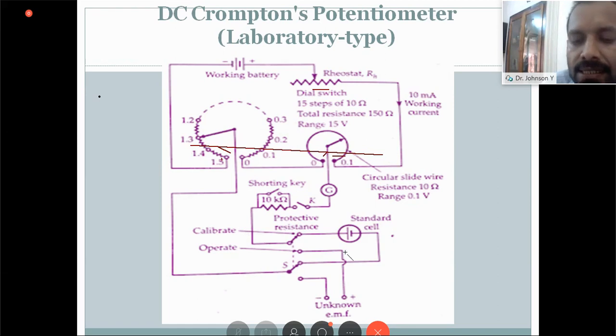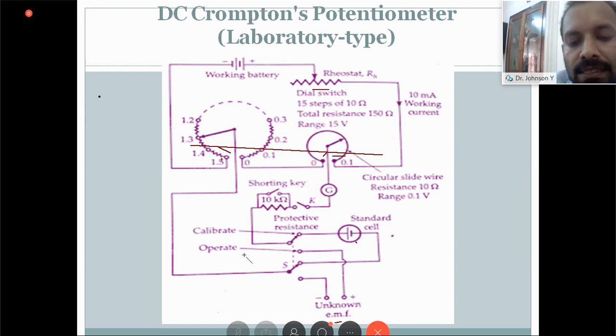Then, as in the earlier case, we have a standard cell connected here. That standard cell and an unknown EMF are both available here. There is a switch which has two positions. One position is towards the standard cell and the other position can be changed to the unknown EMF. When it is connected to the standard cell, it is called the calibration process, and when the switch is changed over to the unknown EMF, it is called the operate position, or it is in operation.